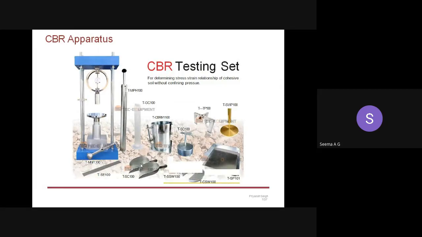So the experiment consists of two stages. First one is the preparation of soil sample or the soil specimen. And then second one is the penetration testing. So for the preparation of soil sample, you require a mold similar to the mold which you are familiar with, the mold for light compaction test or heavy compaction test. The CBR mold also you are familiar with. So then in the center you can see the mold with a collar attachment. So the mold consists of a base plate, then the cylindrical mold portion, then the collar portion.